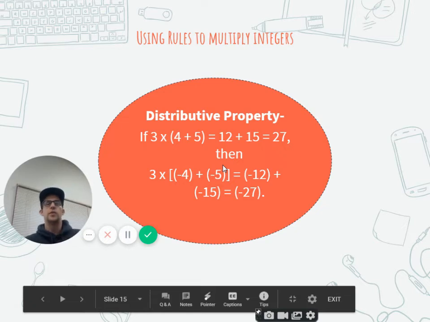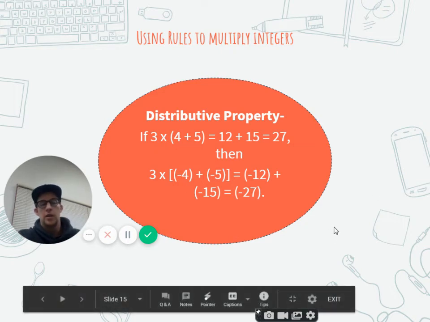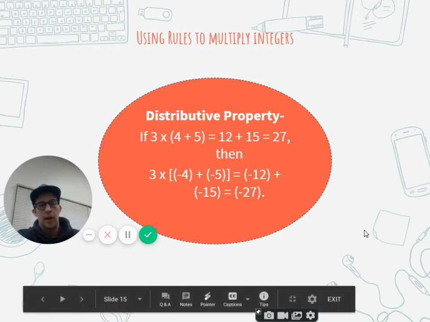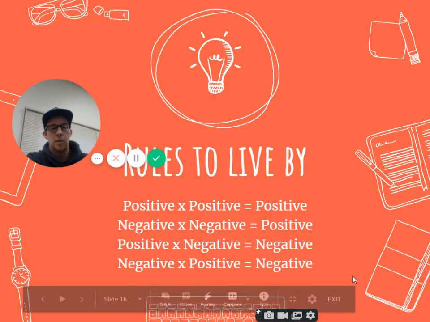We can also rely on the distributive property. 3 times 4 plus 5 equals 12 plus 15. If this is true, then 3 times negative 4 plus negative 5 equals negative 12 plus negative 15, which equals negative 27. So as you can see, there's laws and there's rules in place that make this math make sense, and it's not like we're using a totally different number system when we're multiplying and dividing integers. It's very similar. So we've been through these rules before, but you need to memorize these rules.